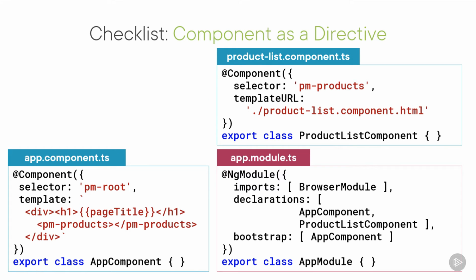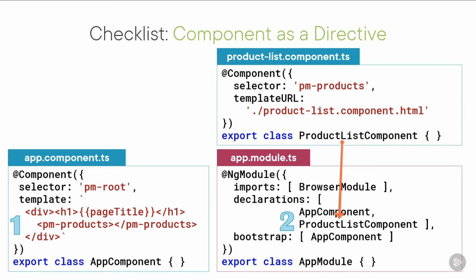This one is a more visual checklist. After building the template, we build its component and learned how to use that component as a directive. Remember our steps? First, we use the directive as an element in the template for any other component. We use the directive component selector as the directive name.